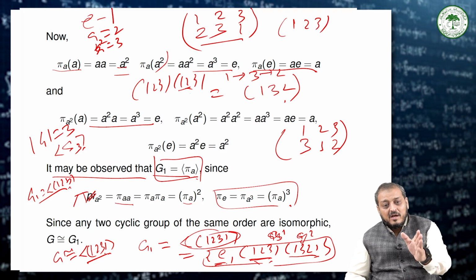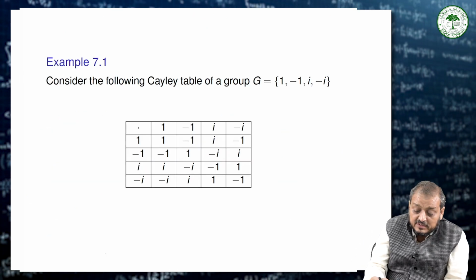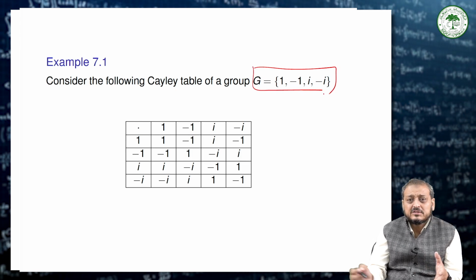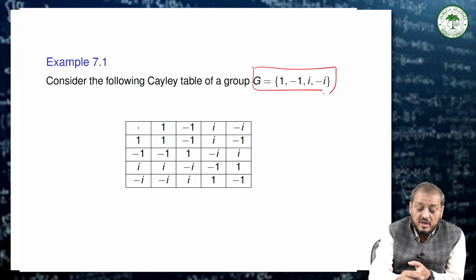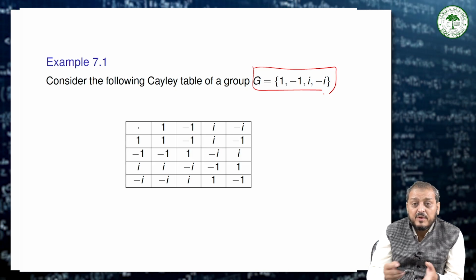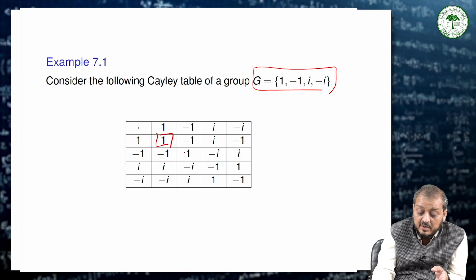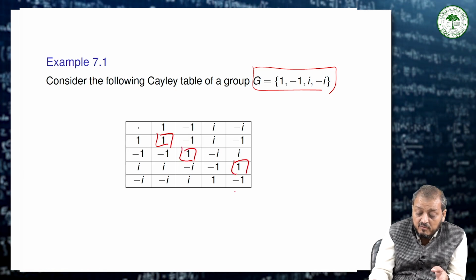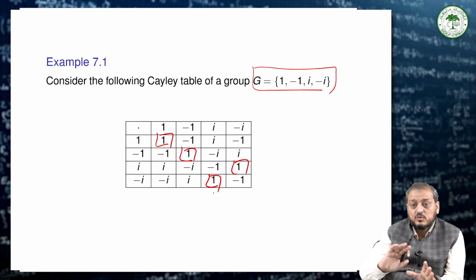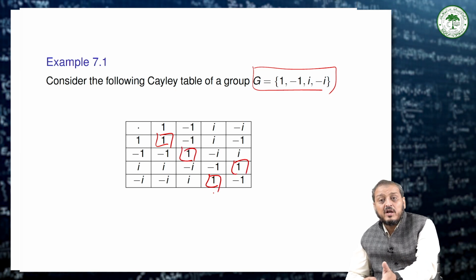Let's try some other example. We move from order 3 to an example for order 4. Let G be this group of order 4, which we have discussed many times in these lectures. So this is the table for this group. I am not going to verify each and every entry. You have the identity element here, 1 and minus 1 are self-inverse, and i and minus i are inverses of each other. So this is a finite group of order 4.